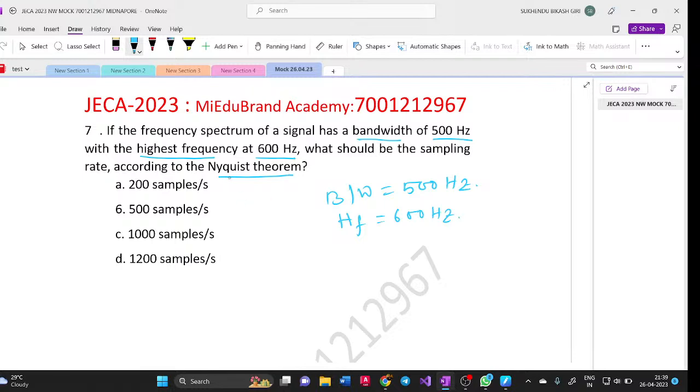Just remember Nyquist theorem for sampling rate. We have two Nyquist theorems. One is for bit rate, and another is for sampling rate. Just remember the second one, the sampling rate of Nyquist theorem.